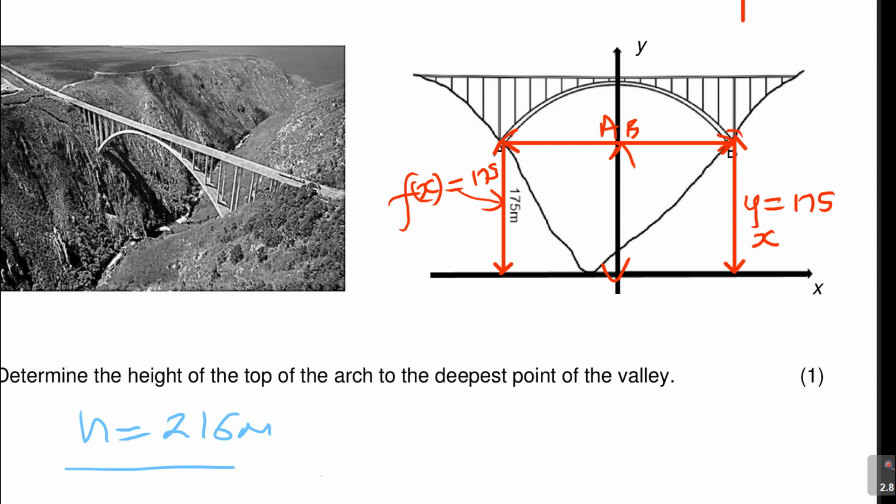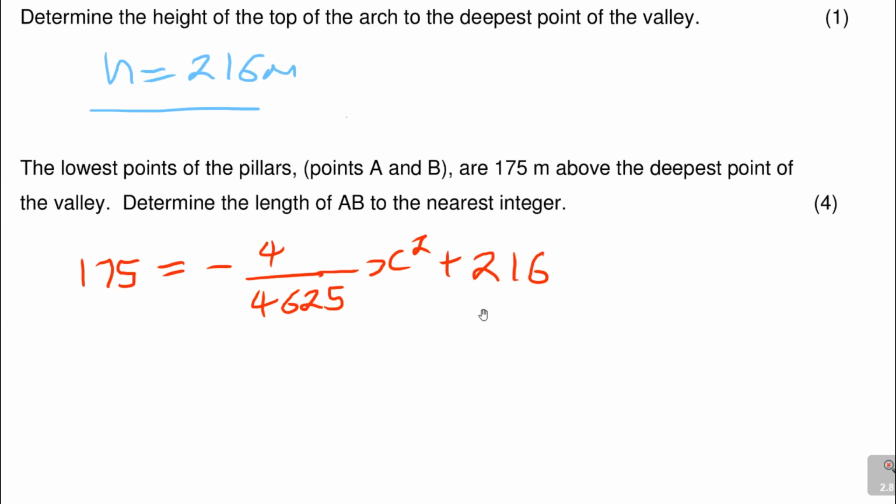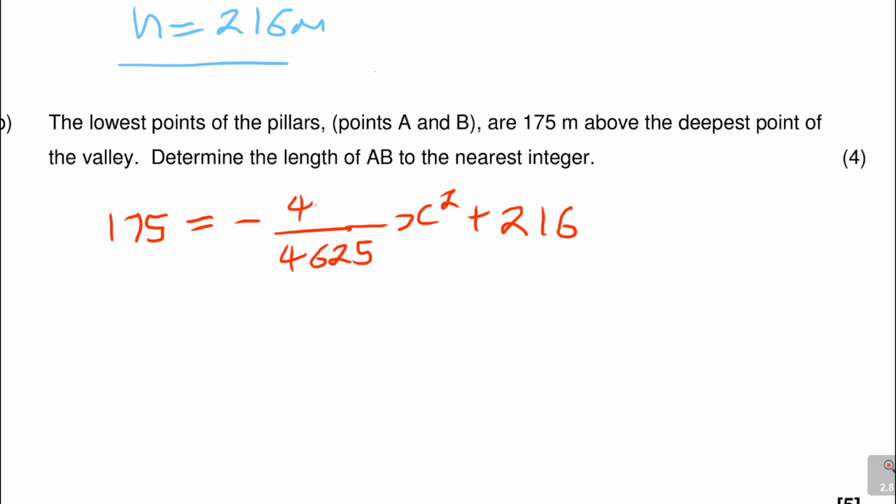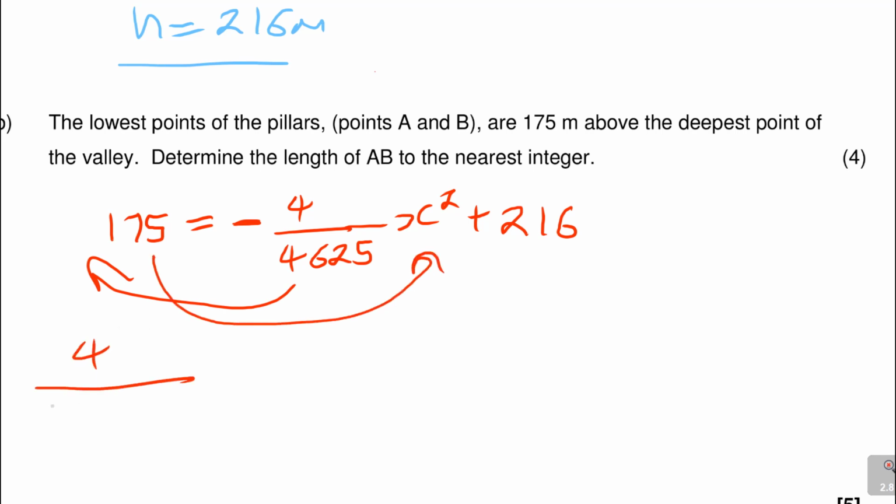So we are going to find that value. Are you with me? So now let's continue. How do you do this? You solve for x. Because it's already negative here, take 175 to the other side. So you have 4 over 4625 x squared is equal to 216 minus 175. Are you with me?